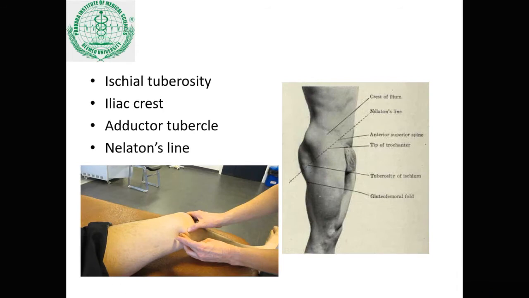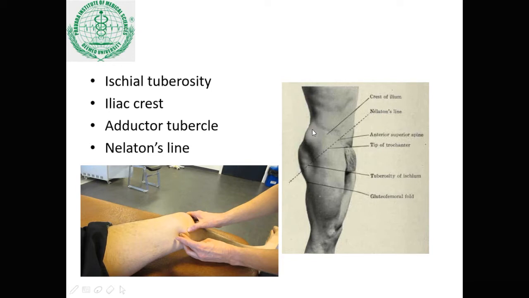Now, the ischial tuberosity can be palpated around 5 centimeters above the gluteal fold, and this is also at the same distance from the median plane. Now here you can see the gluteofemoral fold, and 5 centimeters above it is the ischial tuberosity. Then the iliac crest can be palpated throughout its whole length in the lower part of the back.